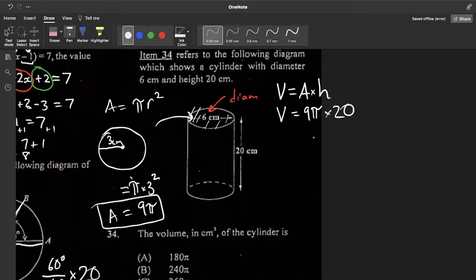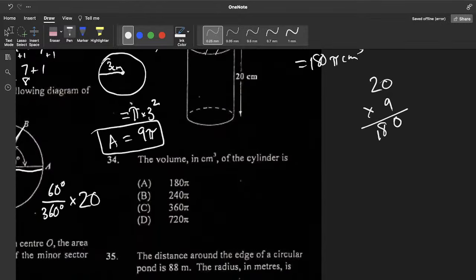So now we could simplify this to work out our answer. We could say 9 pi times 20. So just dropping the pi for now. Let's just put it here. Now we need to figure out what's 9 times 20. So if I multiply 20 and 9, 9 times 0, 0. 9 times 2, 18. 180 pi centimeters cubed. And if you look here, this is our answer. Nice.